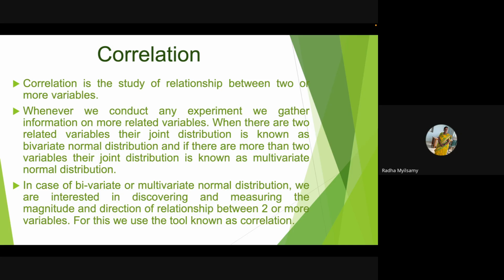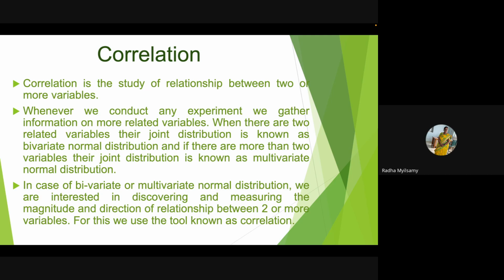Whenever we conduct any experiment, we gather information on more related variables. When there are two related variables, the joint distribution is known as the bivariate normal distribution. And if there are more than two variables, the analysis is known as simple correlation and multiple correlation. To measure the relationship, we have this correlation. The correlation values generally lie between -1 and +1.